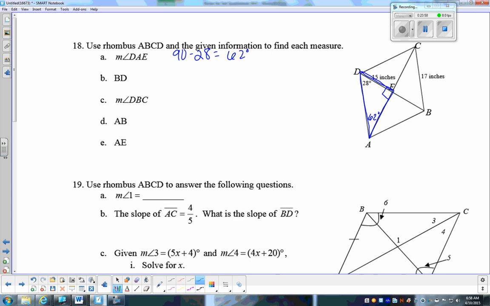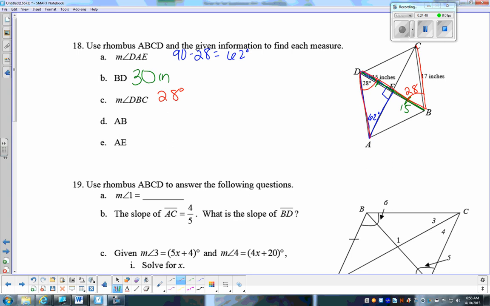For BD, I'm looking for this whole length here. Since a rhombus is a parallelogram, I know my diagonals bisect each other. So since DE is 15 and BE is congruent to DE, BE is also 15. So 15 plus 15 makes BD 30 inches. Then the measure of DBC. Well, it's an alternate interior angle with 28. So DBC must be 28 degrees.